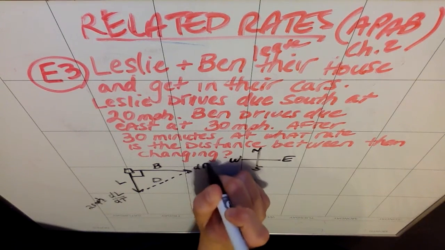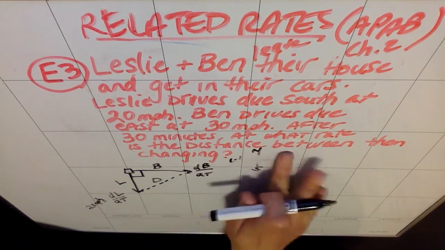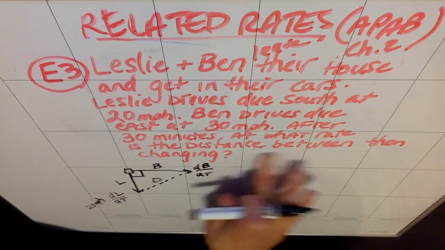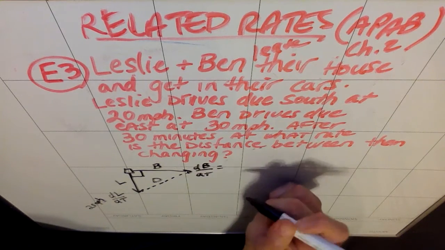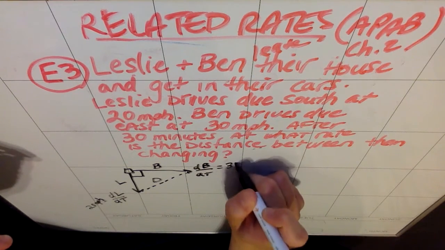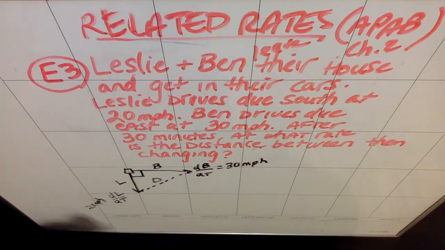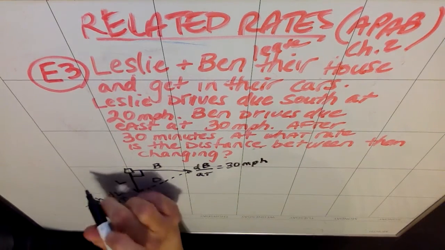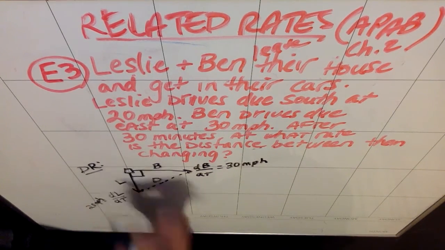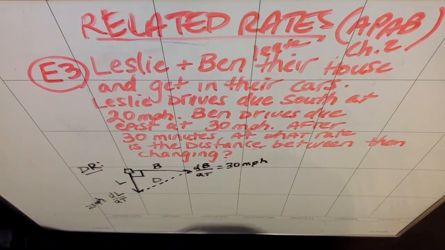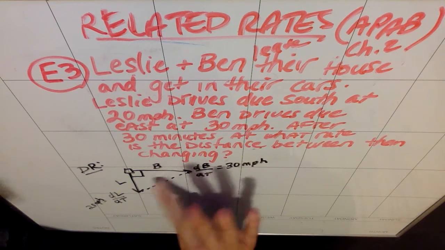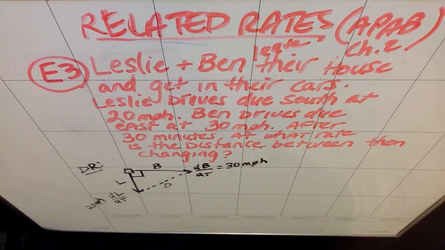By the same argument, dB/dt, which is also positive, again, not so much because he's going east, but because he's driving away from home, so B is getting physically longer. dB/dt is 30 miles per hour because Ben's driving a little faster. So those are my diagram and my rates. So now I need an equation that relates L and B and D. And in this case, they are all variables because we don't know those quantities for any of these. Nobody's stationary. It's not like Leslie drove somewhere and parked. She's still driving. It's not like Ben drove somewhere and parked.